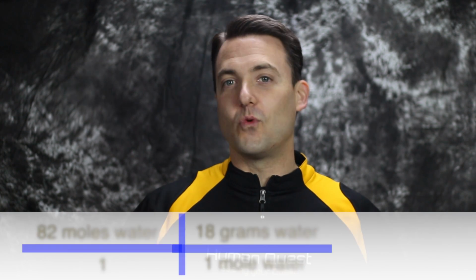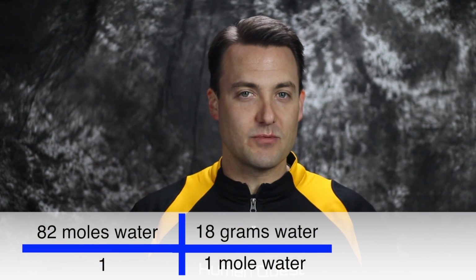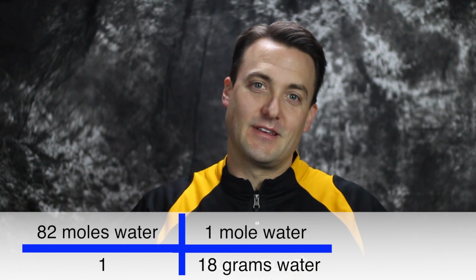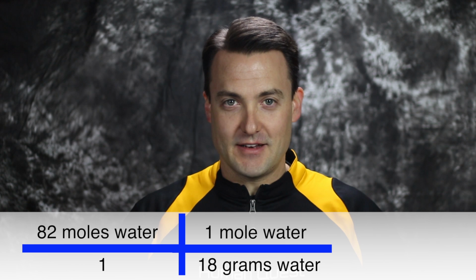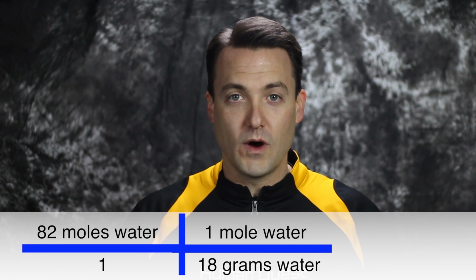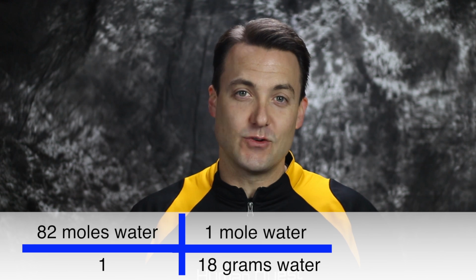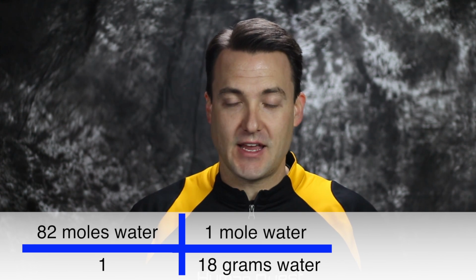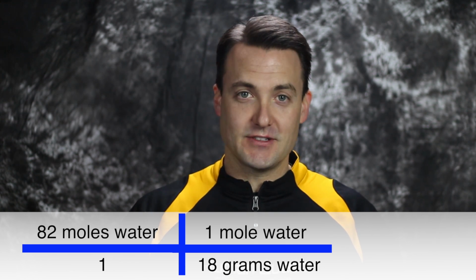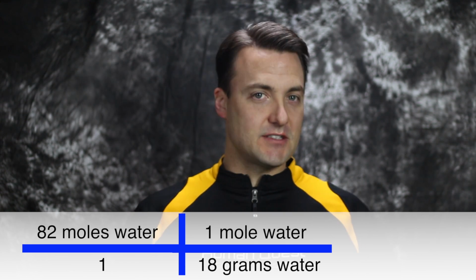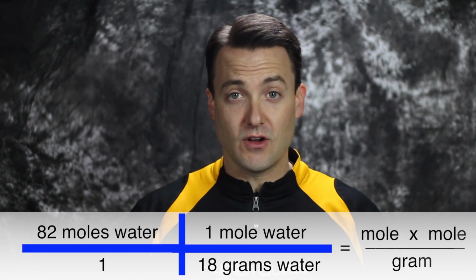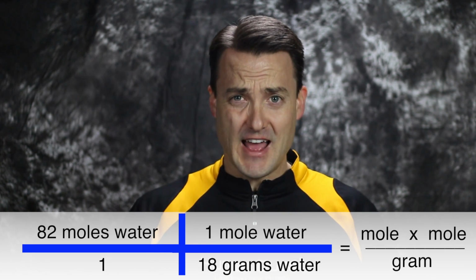Now let's see what would have happened if we had done the problem with the molar mass flipped. This would have been bad. Do you see that with the molar mass flipped, 1 mole of water over 18 grams, we don't have the moles canceling each other out? We have moles on the top in each fraction. So if we did the math as suggested in this setup, we would have an answer with units of moles squared over grams. What is that?